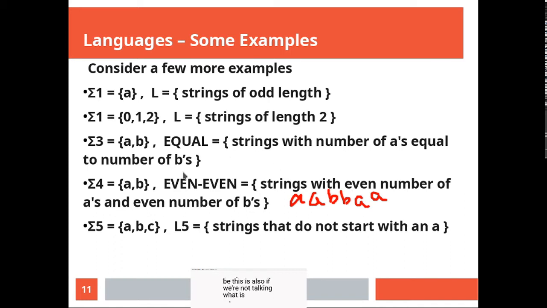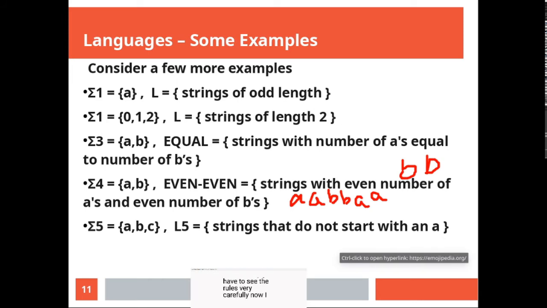We are not talking about equality here. We are saying that the number of A's and the number of B's should be even. Okay, and what if I say BB? BB is also a part of this language. Why? Because you have zero A's and two B's. The number of A's is zero, and zero is an even number. So this is also a part of the language. So you have to be very careful while constructing or deciding the membership. You have to see the rules very carefully.